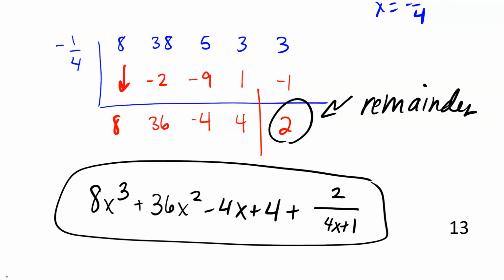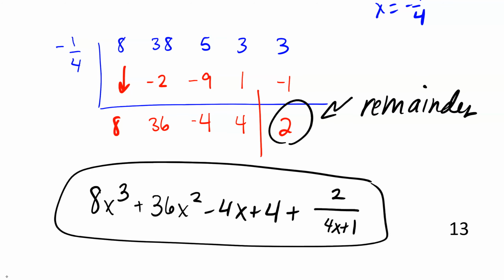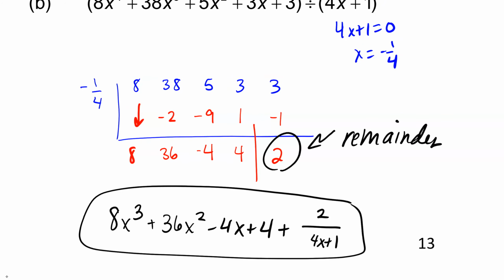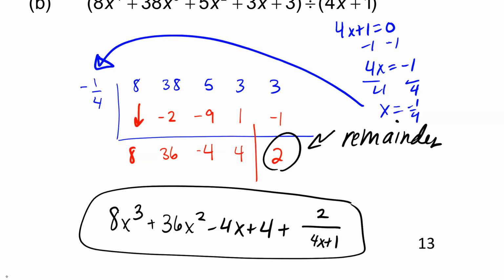Was this too fast? Are we okay? So why is it 1/4? So to solve, subtract 1 on both sides, 4x equals -1, and divide by 4, x equals -1/4. And so that's what you put in right here.